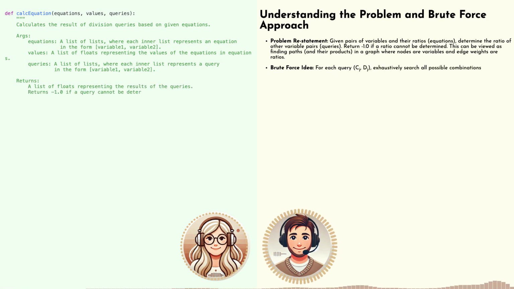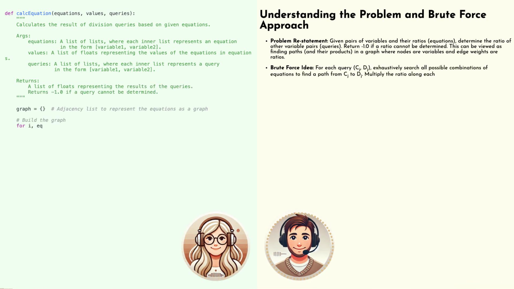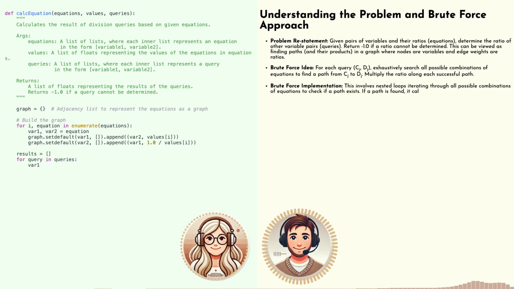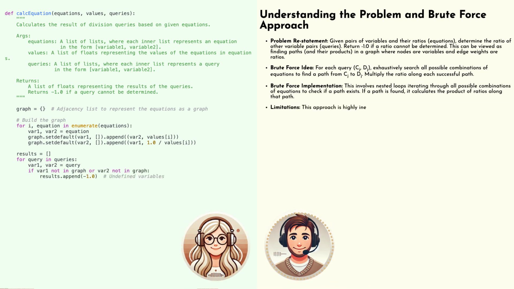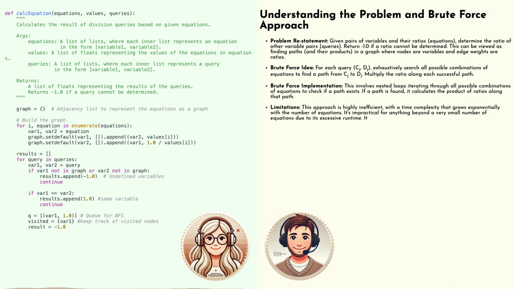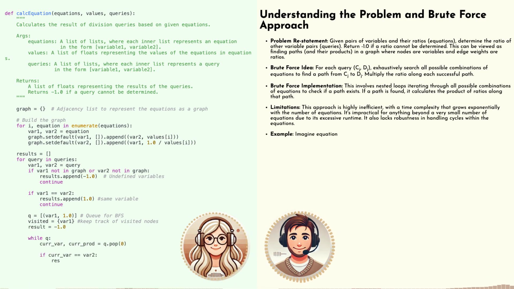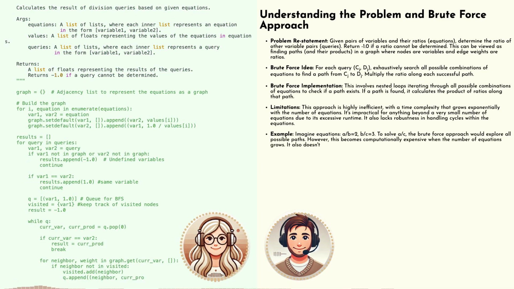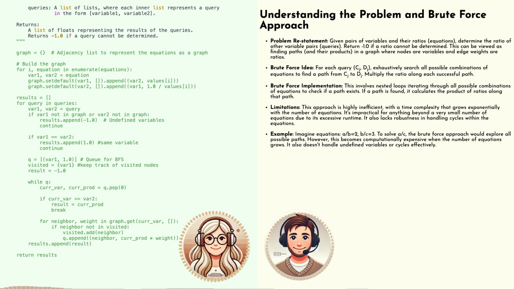All right, so imagine you're given a bunch of equations. Things like A / B = 2, that sort of thing. Then you get a list of queries, like what's A / C? Your mission is to calculate those queries using only the info from those initial equations. And there's a catch. If you can't figure out an answer based on what you've been given, you have to return -1.0. So if you only have equations relating A and B and someone asks about X, you're out of luck.